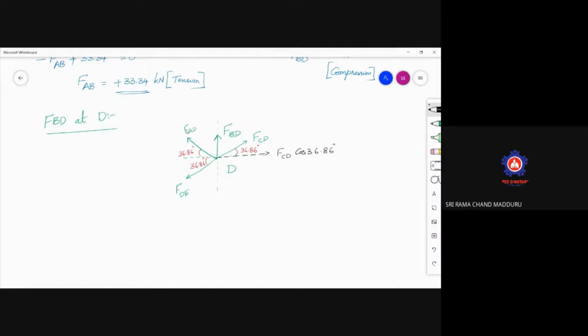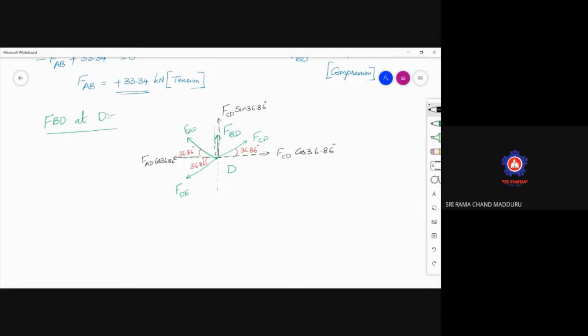Whereas this force in the vertical direction is FCD sine 36.86. The thing is, if you are making an angle theta with respect to horizontal, horizontal is FCD cos theta, vertical is FCD sine theta. That's it. Now coming to here, here also this angle is here, FAD cos 36.86. It is resolving of the forces along x and y direction.